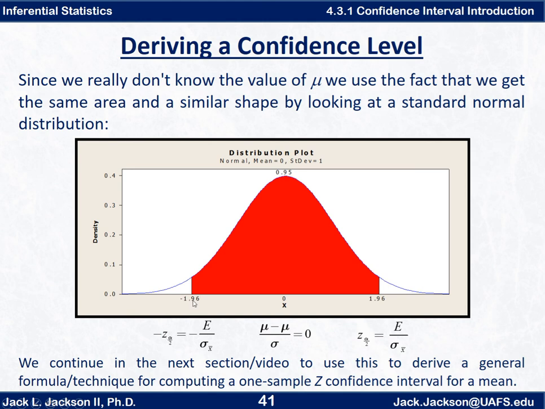And then it turns out we just get the opposite value over here because this is symmetric about the mean of 0. And remember, we use z alpha over 2. The alpha over 2 means this area to the right is alpha over 2. And it turns out this one, because of the symmetry about 0, is just the opposite.